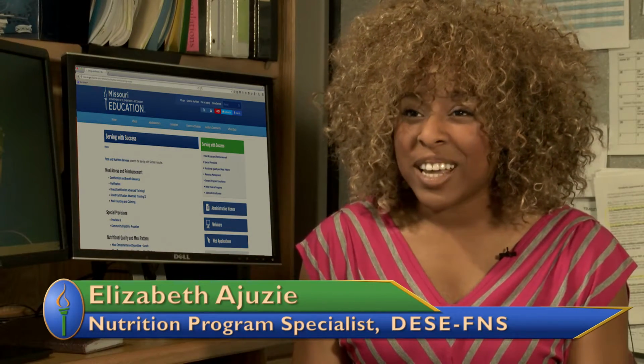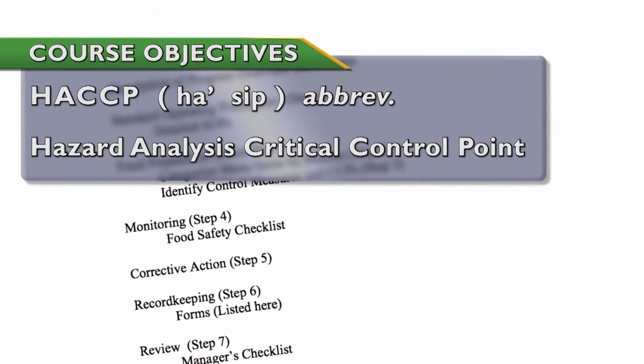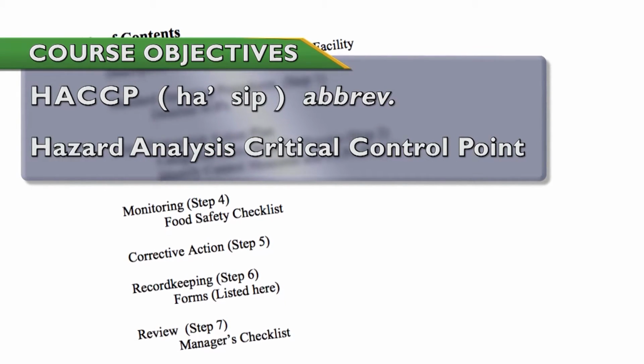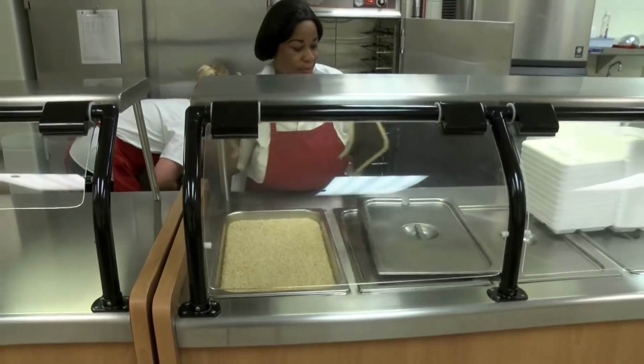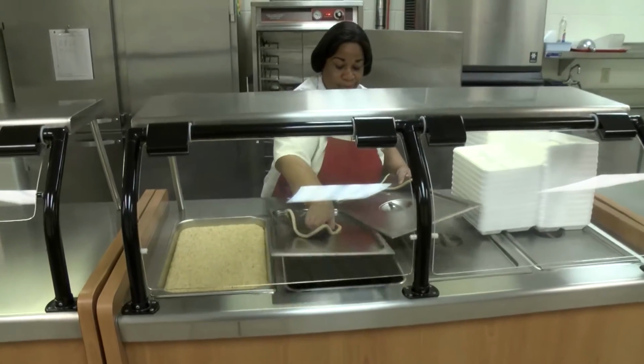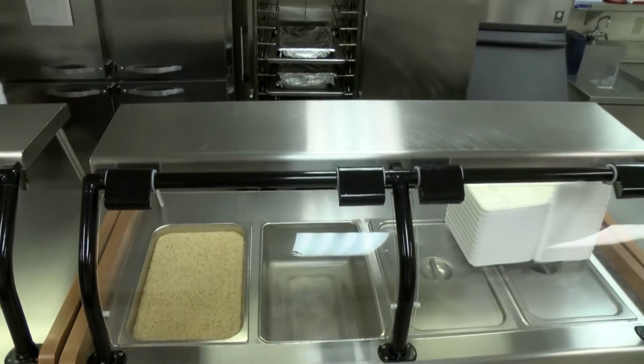HACCP actually stands for Hazard Analysis Critical Control Points. It basically means your hazard analysis is you looking around your environment, the kitchen in which you operate, and seeing what kind of hazards exist within that environment. Your critical control points are the way in which you keep the food safe within those hazards.